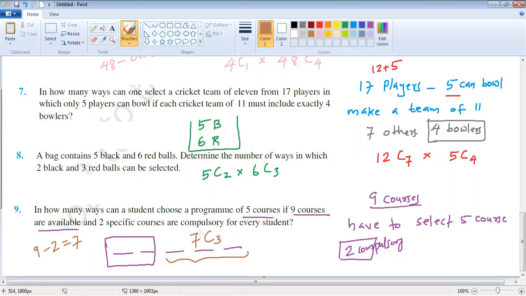In one more class we will do some general questions from the miscellaneous exercise, and I will send you the answers to the miscellaneous exercises also. Okay, so that's all the concept from this chapter, permutations and combinations. I hope you understand it very well.